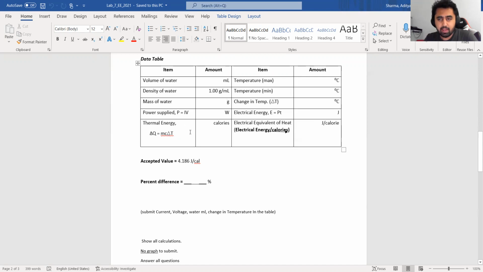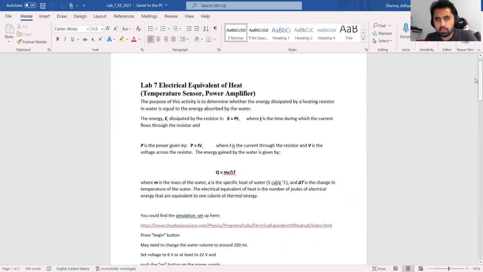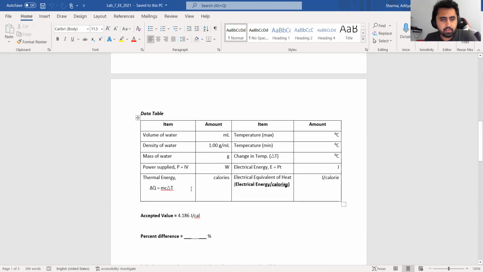Thermal energy is given by M, which is the mass of the water, C, specific heat of water, which I think was given right here. So you have this. And you have delta T, which is again the change in temperature, which we also have.